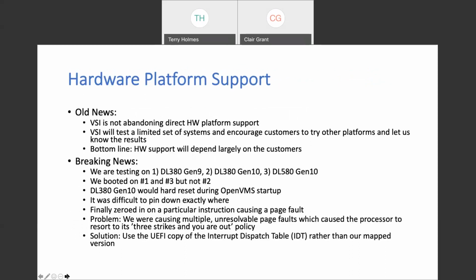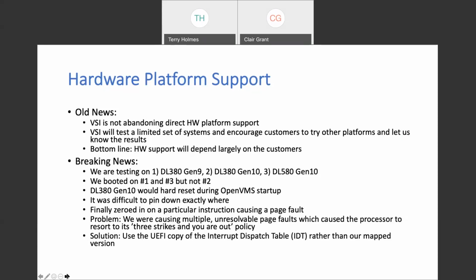So, old news, we haven't changed those 3 bullets forever. Intent is the same. We can only do so much. And a lot of what we do post 9.2 will depend on how much customer demand there is for things and how much we can actually do. The breaking news isn't exactly today or yesterday, but it's within a week or 10 days.